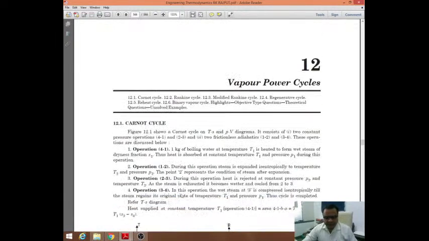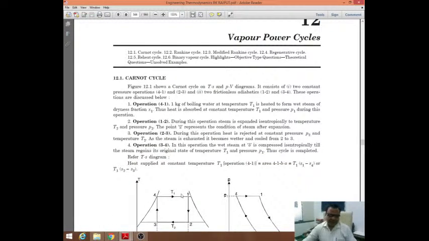The additional things which are expected from you at final year level are the reheating and regeneration cycle. That is basically the modifications in the Rankine cycle.